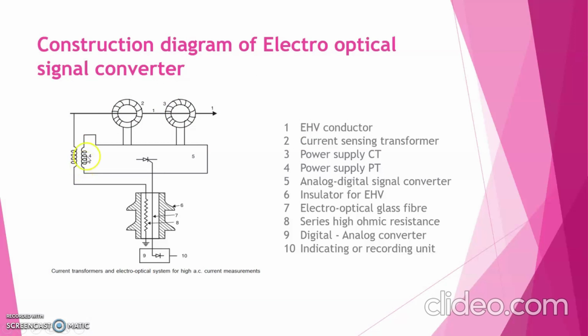The secondary sides of the current transformer and potential transformer are given to the analog to digital converter, which converts the analog signal into a digital signal. Number 5 is marked as the analog to digital converter. Then this signal is given to the digital to analog converter through the electro-optical glass fiber. The digital to analog converter converts it into analog form. This analog signal is given to the recording instrument, which is marked as number 10. The overall accuracy of this system is about 5% of the rated current.